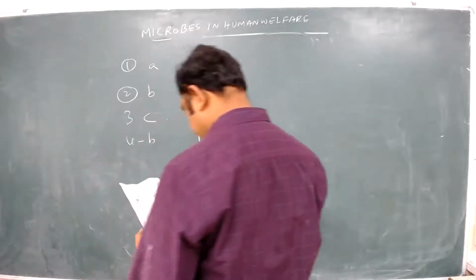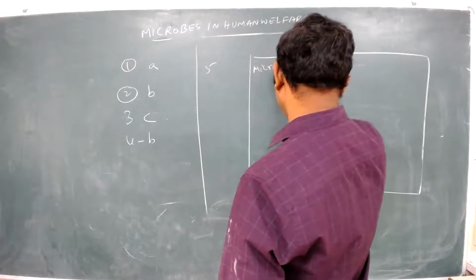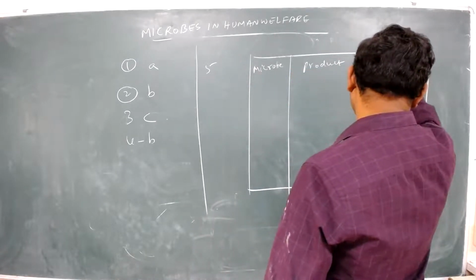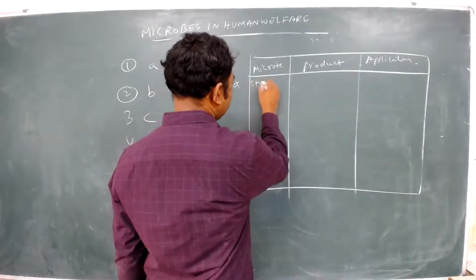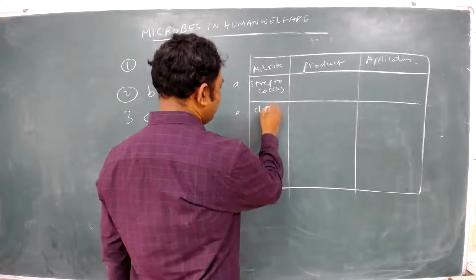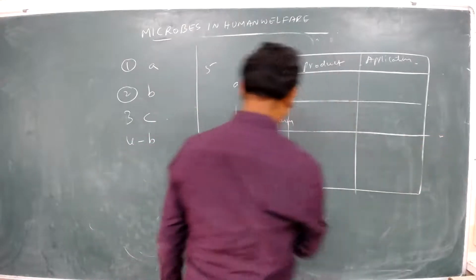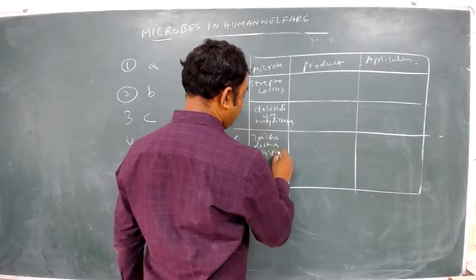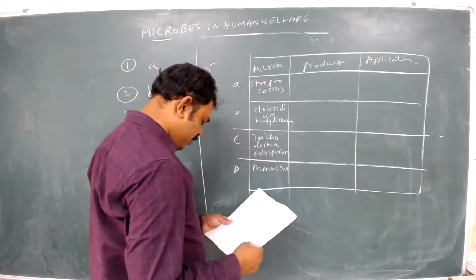In this fifth question, microbe, product and application. There is a table given. In this table, microbe is given, next product is given, and next application is given. That means what is the use? That is the application. The microbes: option A, Streptococcus; option B, Clostridium botulinum; option C, Trichoderma polysporum; option D, Monascus purpureus.